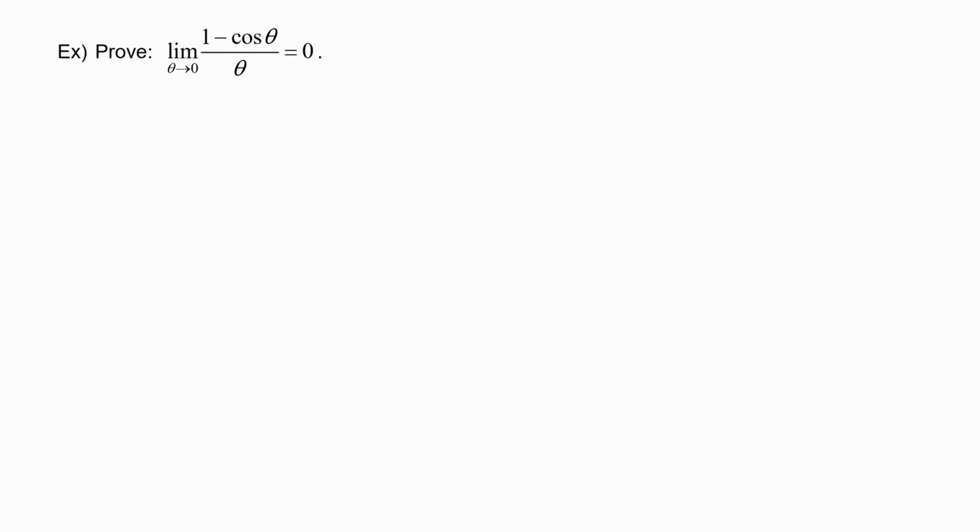In this example, we have to prove that the limit as theta goes to 0 of 1 minus cosine theta over theta equals 0. Once again, we start with the inequality we developed, that cosine theta is less than or equal to sine theta over theta is less than or equal to 1. Now what we will do is take each of the terms in this inequality and we're going to multiply by sine theta.